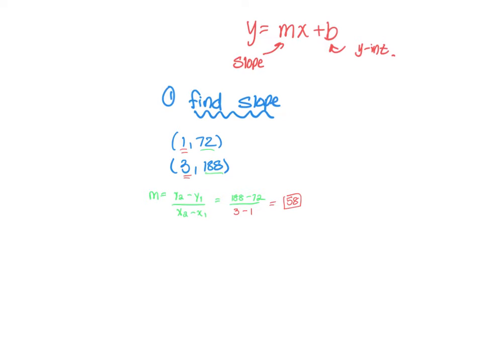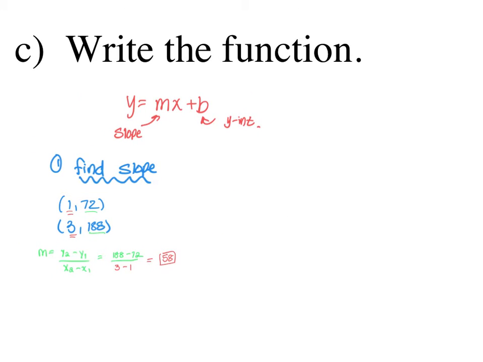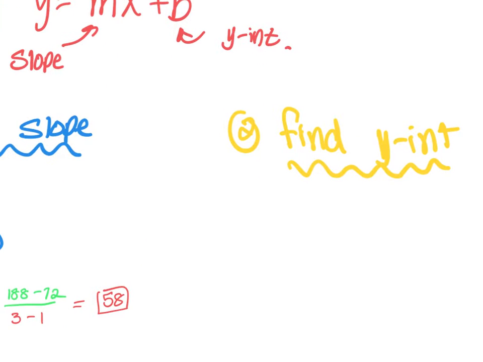Now I need to find my y-intercept, because I have my slope, but I need my y-intercept as well. So now what we're going to do is we're going to find our y-intercept. So when we find our y-intercept, I'm going to organize this over here. So now part 2, find b, or your y-intercept. You're going to pick your favorite point and substitute it into your equation. So right now my equation looks like this.